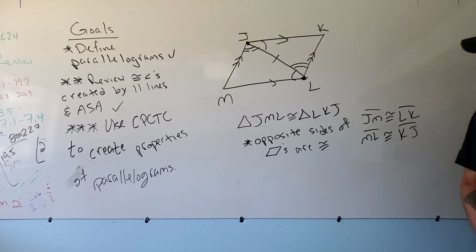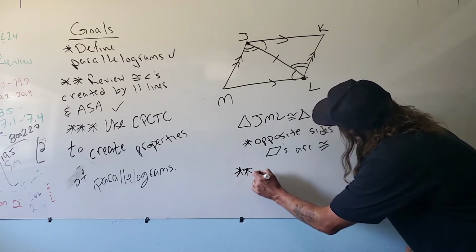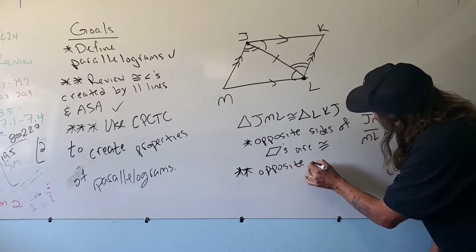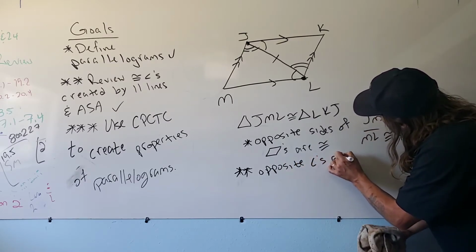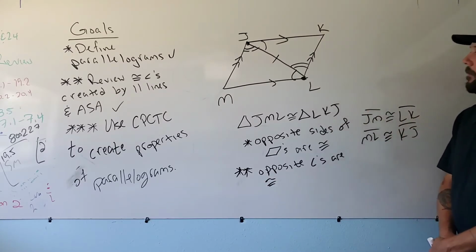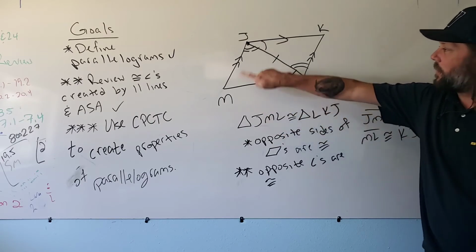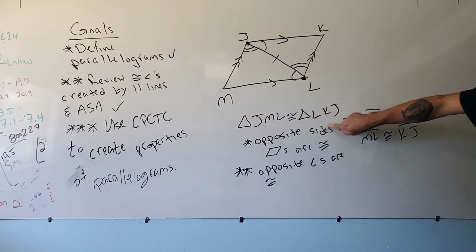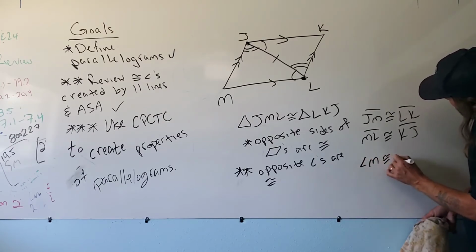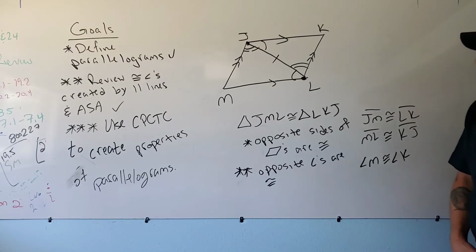The second thing I can argue is that the opposite angles are congruent of a parallelogram. Right? So angle M, which is my second angle in the triangle, is going to be the same as angle K. Right? And again, this is because corresponding parts of congruent triangles are congruent.